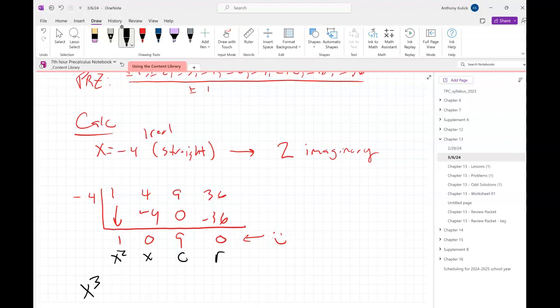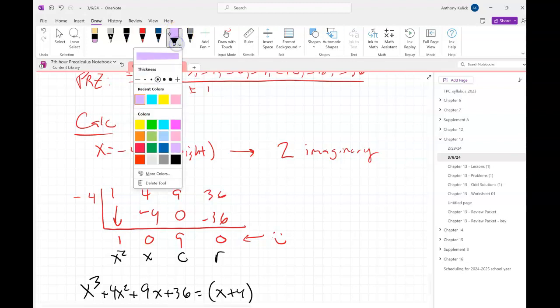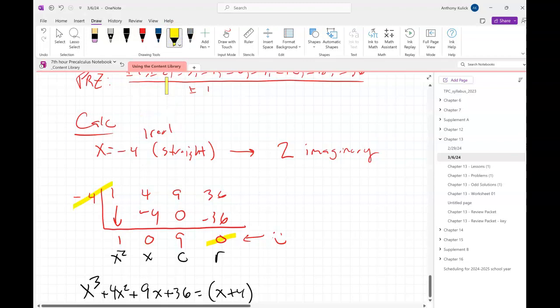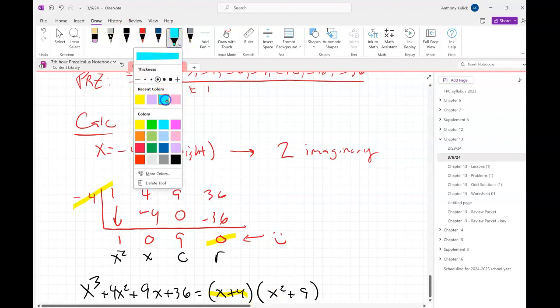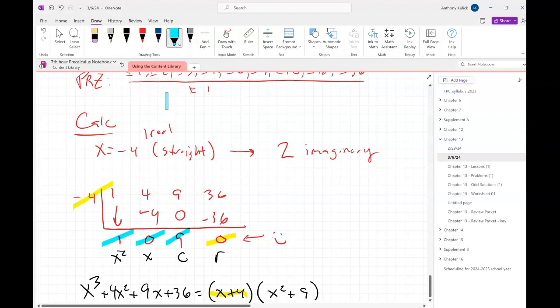What that synthetic division tells me then is that one of my factors is x plus 4. Again, I'm getting that because -4 gave me a remainder of 0. And my other factor has to be x squared plus 9. I get that from those numbers there. So far, so good.